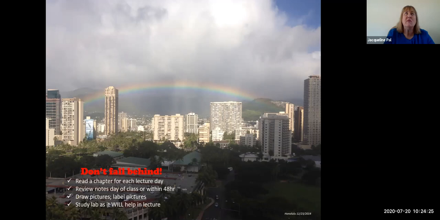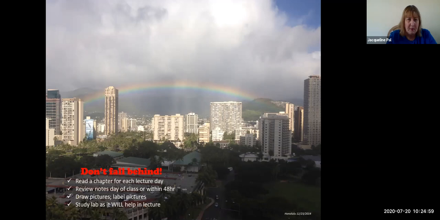Anatomy is visual, so it's really important that you draw pictures and you look at pictures and you cover up the tags and you practice labeling them. I'll be talking later on about methods to help you do that. And definitely don't shirk your lab. Studying in lab is going to help you with lecture, and terms used in lab are also used in lecture, and you're expected to know those terms as well. It's very important that you take them both seriously.